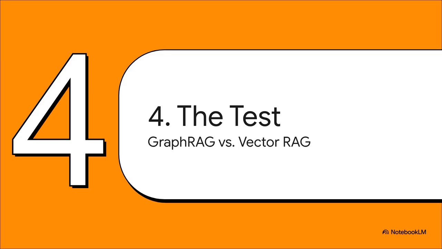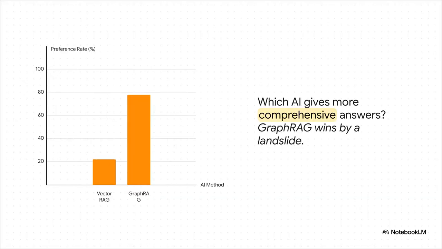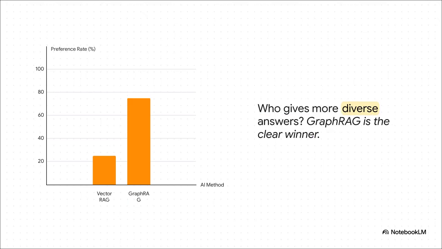Okay, so this all sounds amazing in theory, right? But does it actually work in the real world? To find out, the researchers at Microsoft put it to the test, a real head-to-head showdown against the old method, vector-RAG. And the results, well, they weren't even close. They were staggering. When an AI judge was asked, which system gives more complete answers, answers that cover all the different parts of a question, it picked GraphRAG 78% of the time. It was a blowout.